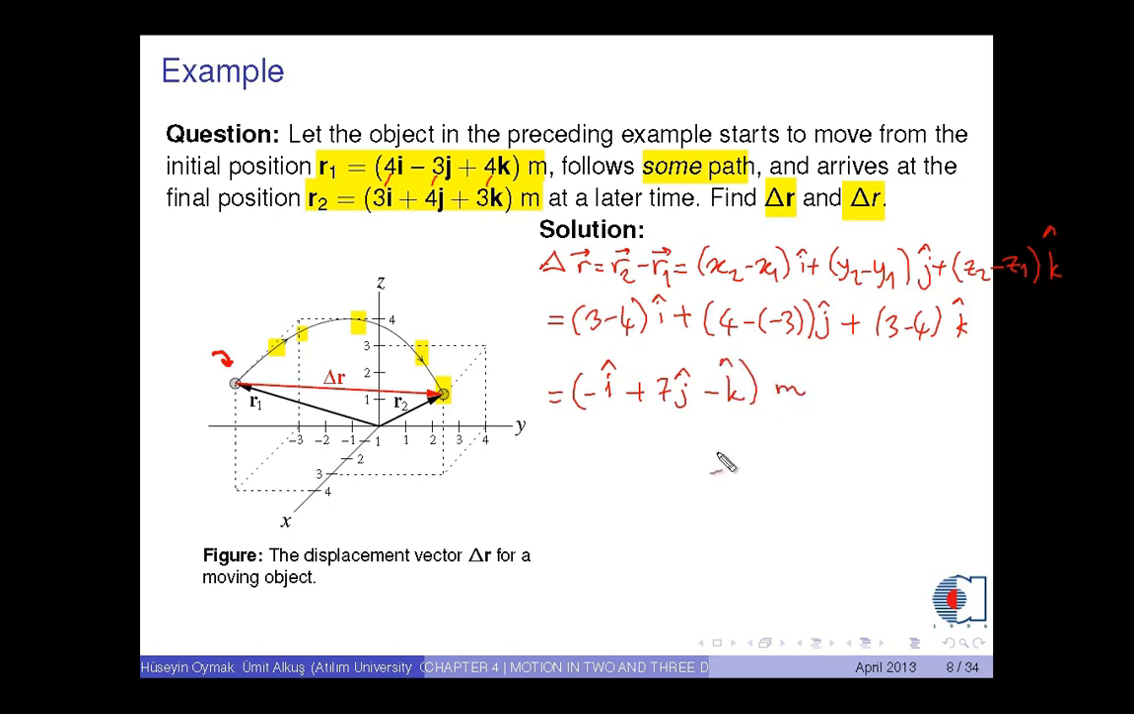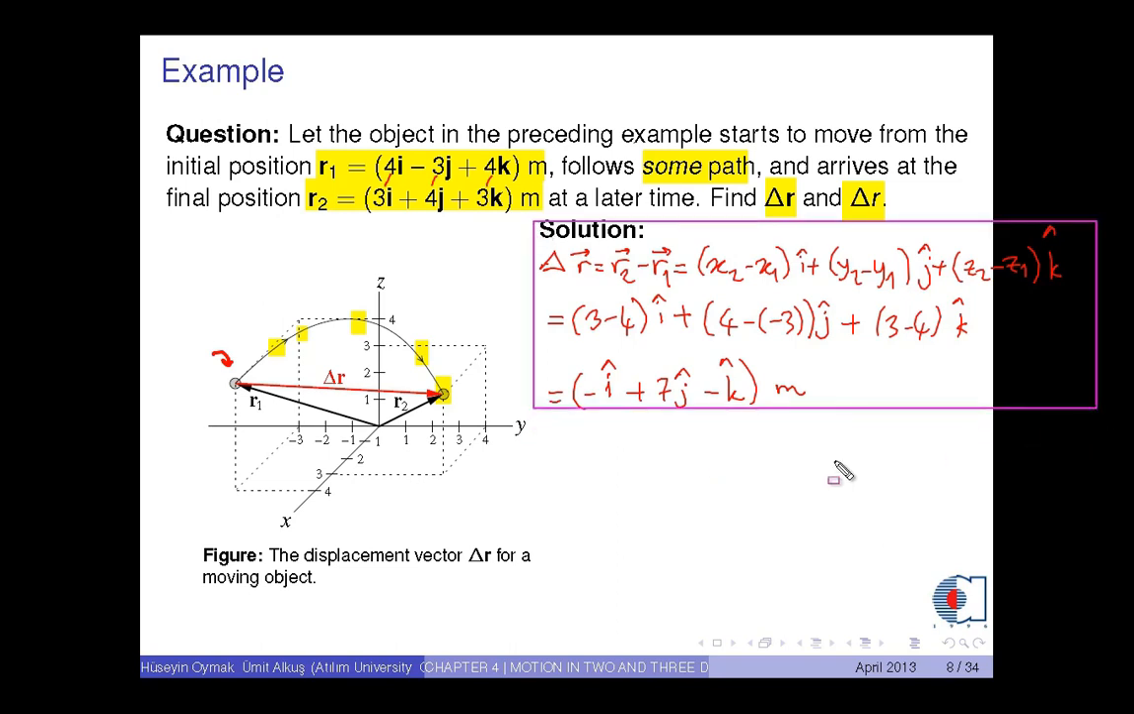The distance between the initial and final positions, that is, the magnitude of the displacement vector, is found to be delta r equals square root of minus 1 squared plus 7 squared plus minus 1 squared meter. That is square root of 51 meter, or approximately 7.14 meter.